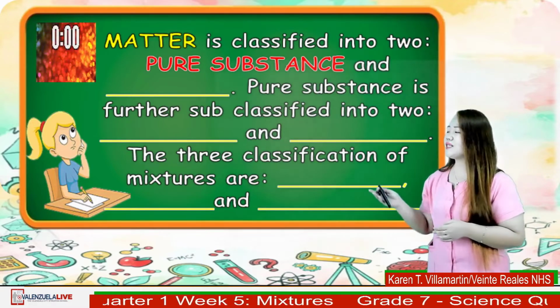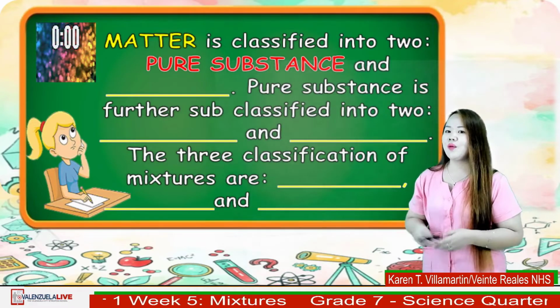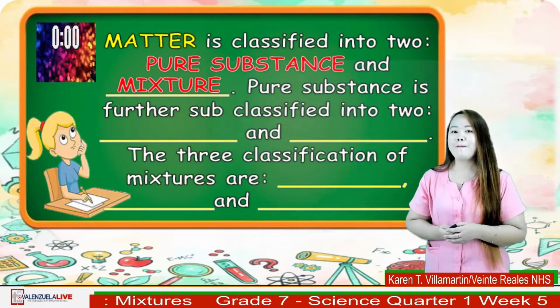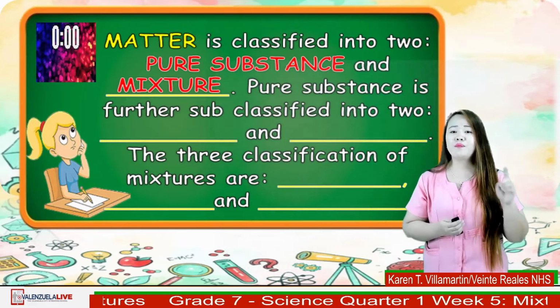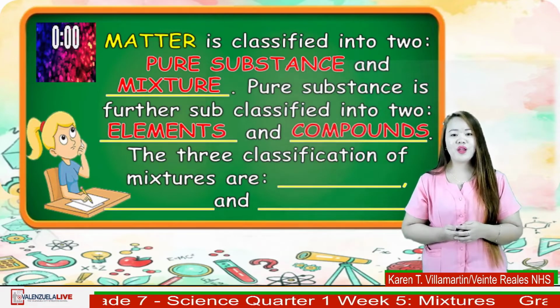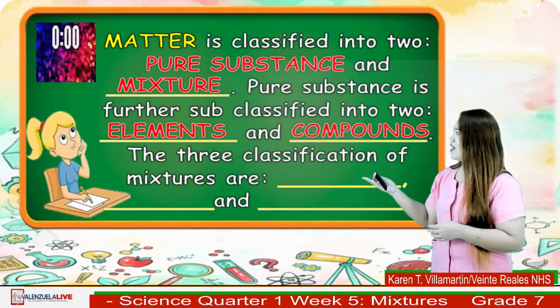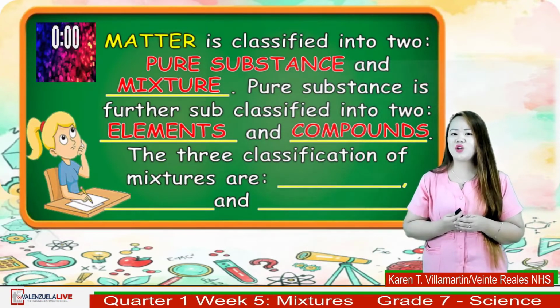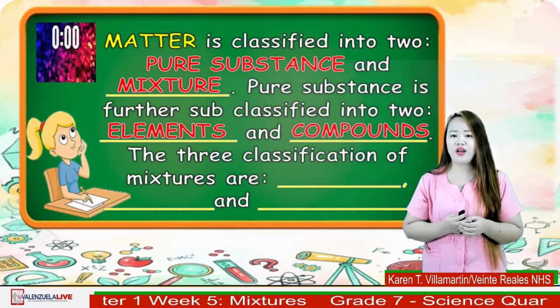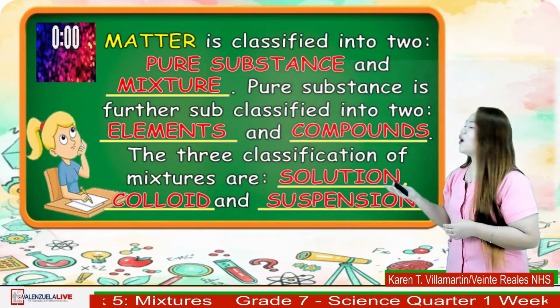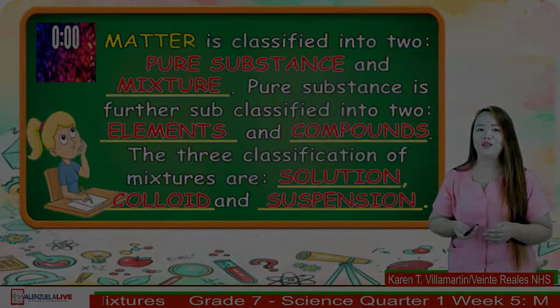Matter is classified into two: pure substance and mixture. Pure substance is classified into two: element and compound. The three classifications of mixtures are solution, colloid, and suspension.